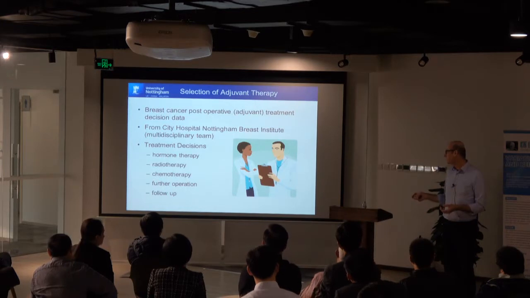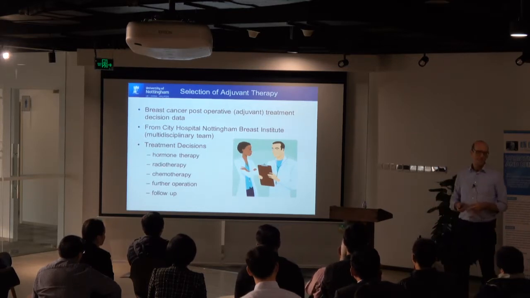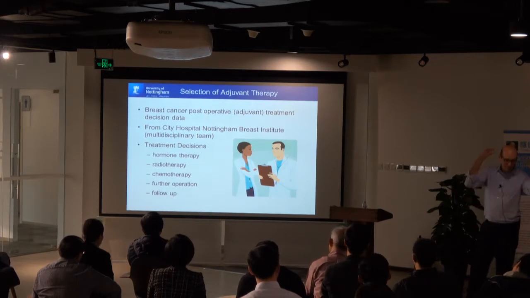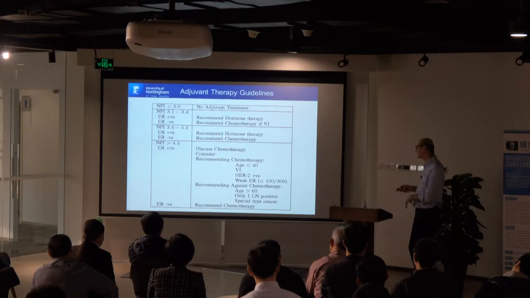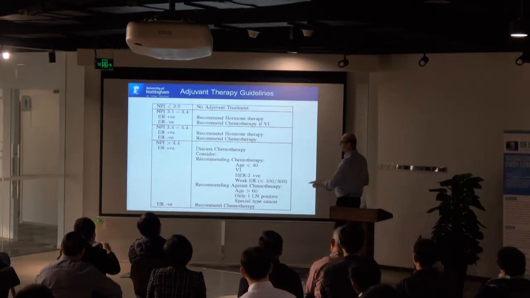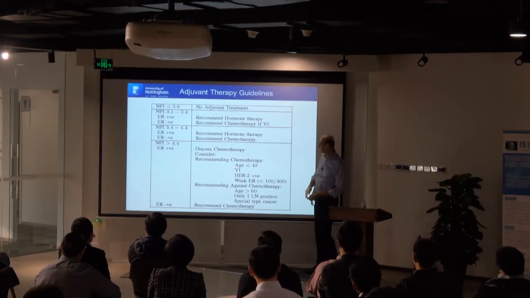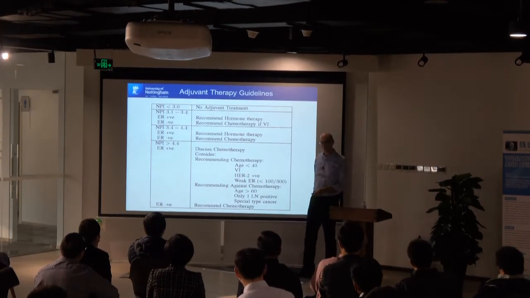Then you have to make a decision about extra treatment, which could include radiotherapy or chemotherapy. Chemotherapy is a very nasty treatment. It makes people's hair fall out, it makes them very ill, so you want to give as little chemotherapy as possible. So we're just focusing on whether to give them chemotherapy or not. This is what's called a clinical protocol, from Nottingham. It's a box of rules, a rule base which the doctors use to decide.